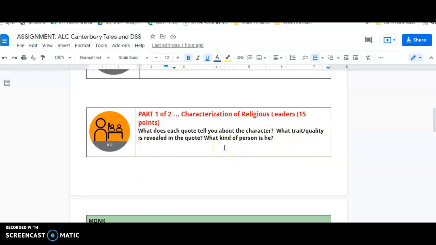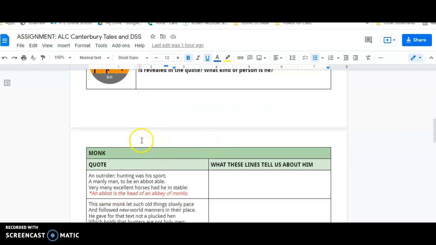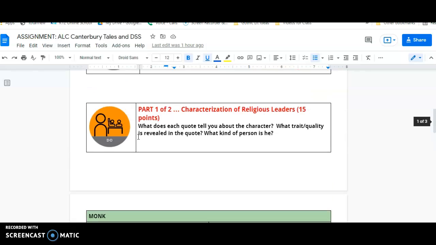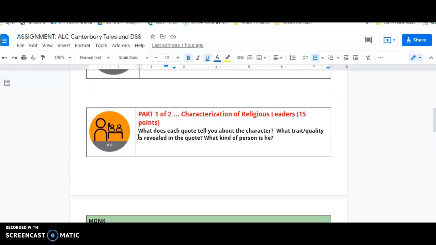Once you've done that, I want you to analyze each character. So for part one, this is worth 15 points. You're going to answer these questions for each quote below. What does the quote tell you about the character? What trait or quality is revealed in the quote? And what kind of person is he?